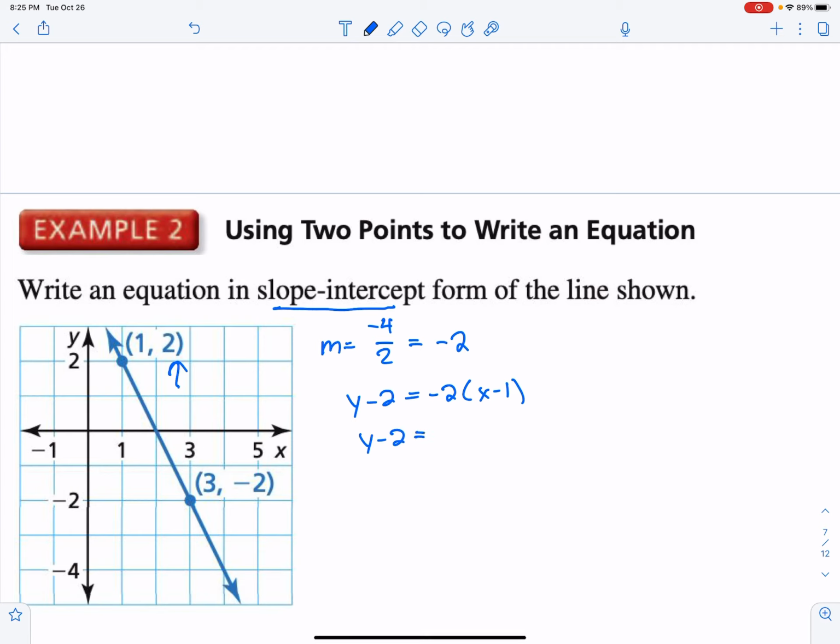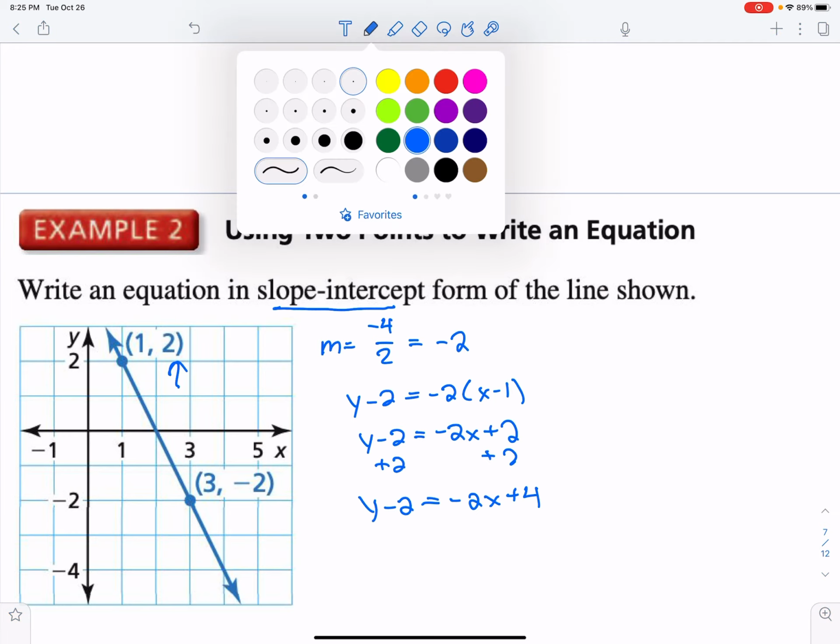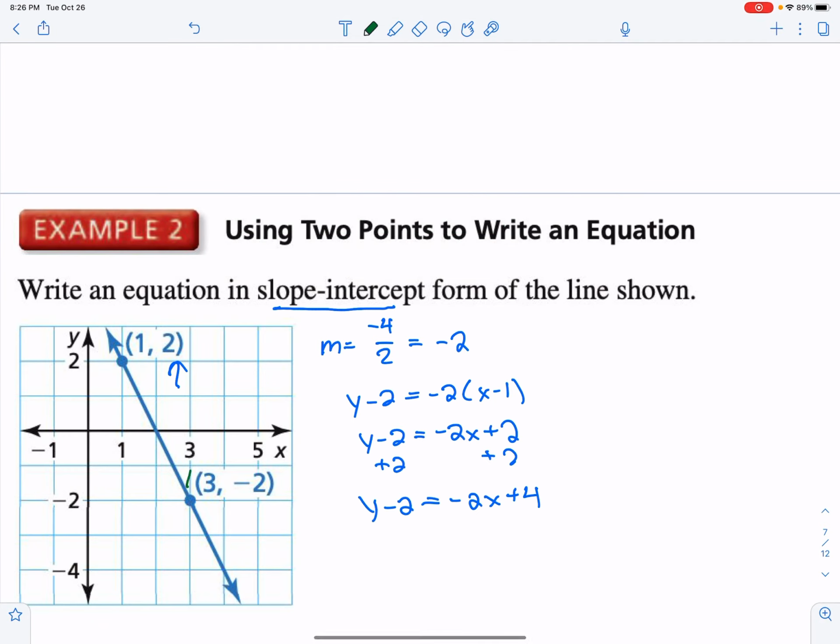And I get y minus 2 equals -2x plus 2. And then I'm going to add this 2 to the other side. So I get y minus 2 equals -2x plus 4. Now, just to show you, it doesn't matter what point we use. As long as we do our math right and plug it in right, we should be okay.